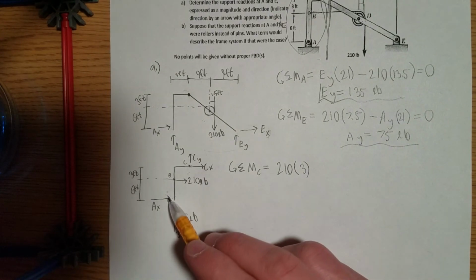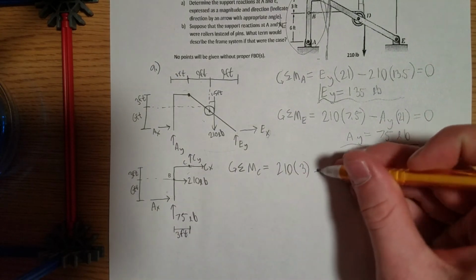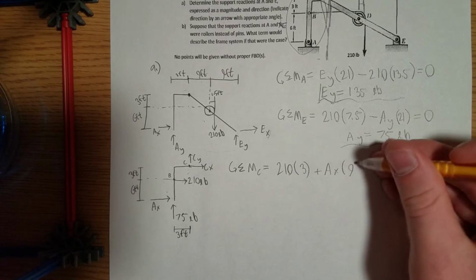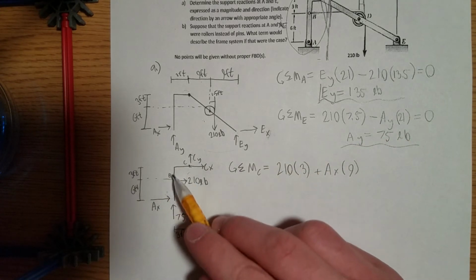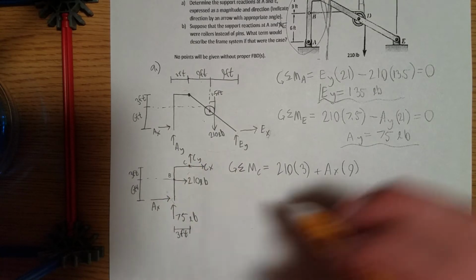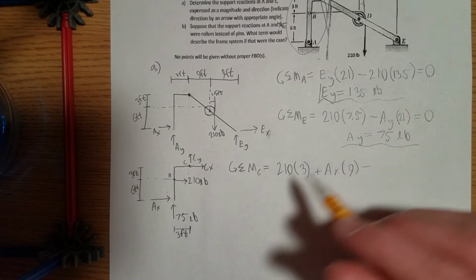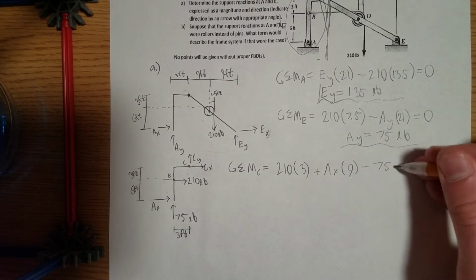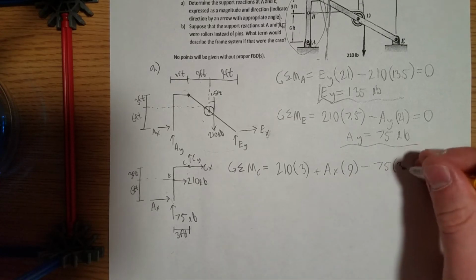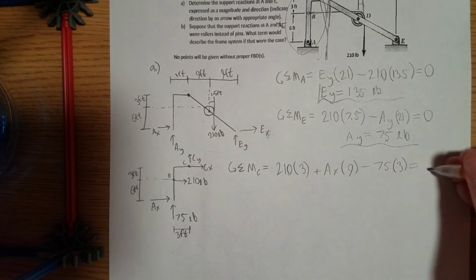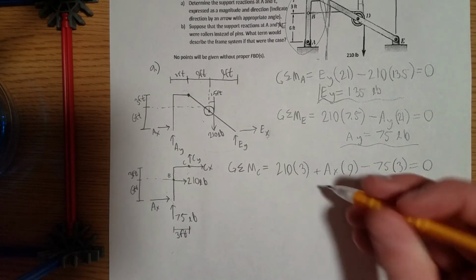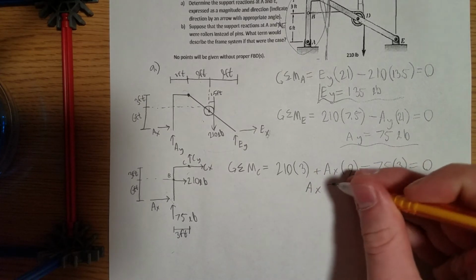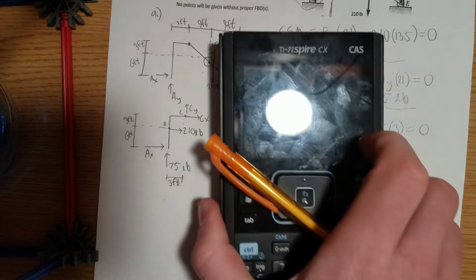Next, going down, we're going to have AX, again, positive. AX times, this time, 9 feet total. And then we're going to have 75, and it's to the left at this point, so it's going to be clockwise, which means it's negative. So minus 75 times the distance is 3. We can set that all equal to 0. Now we're going to have to solve for AX using some algebra, which is not too bad.